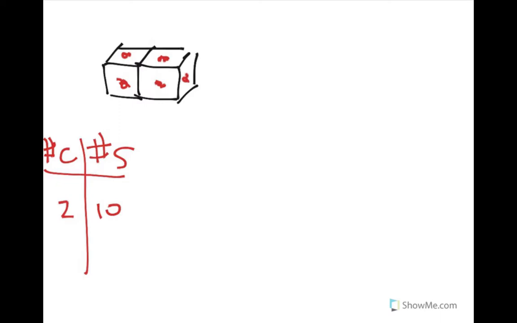So what I'm going to do now with this 2 rod, I'll make a little table over here. So number of cubes and number of stickers. So when I have a 2 rod, I know that I have 10. If I think about a 1 rod, that's just a single cube. It'll have 6 sides, so it'll have 6 stickers.